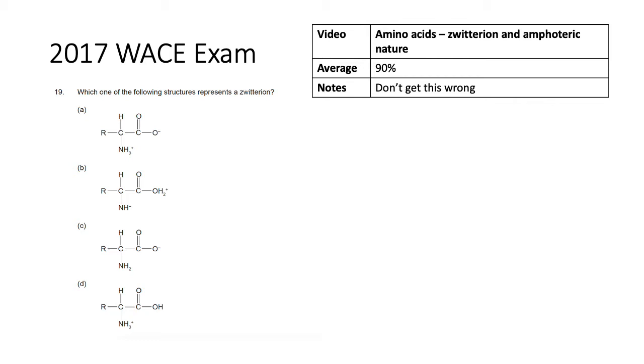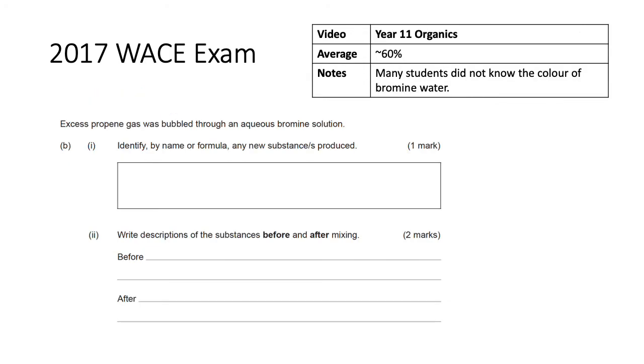Which one of these represents a zwitterion? Remember, zwitterion, two charges on the same molecule. You should recognize that this one and this one have two charges, but this one looks stupid. So it is A. That's just something you should recognize from zwitterion structures. You should never see an OH2 or an NH minus. That looks silly.